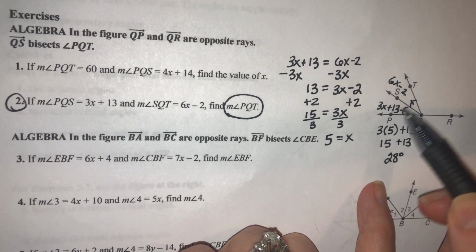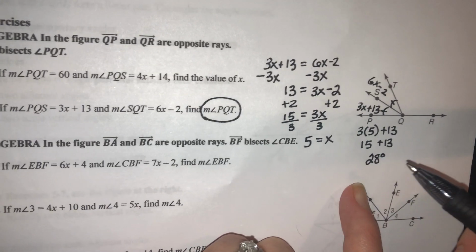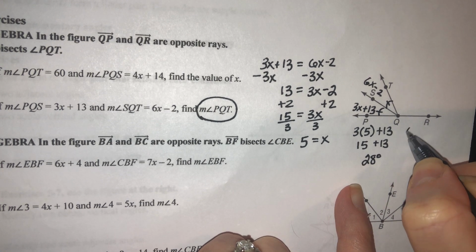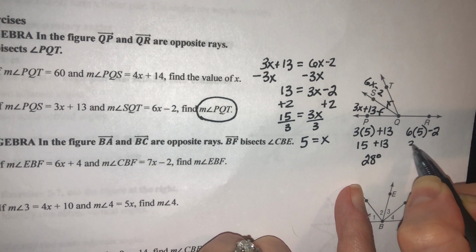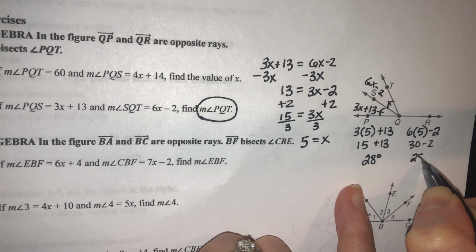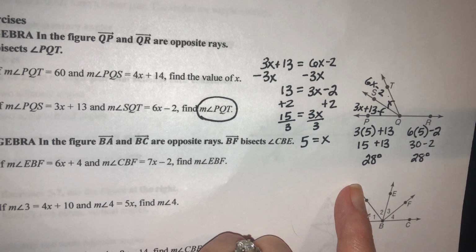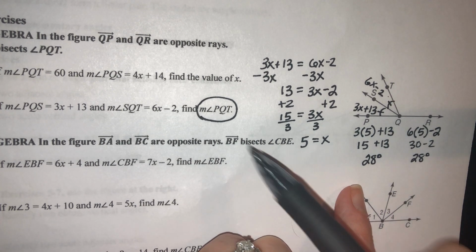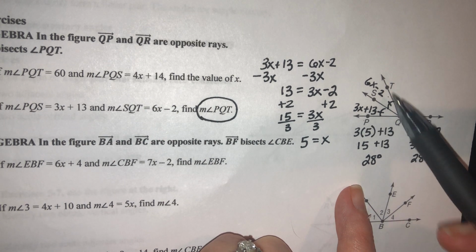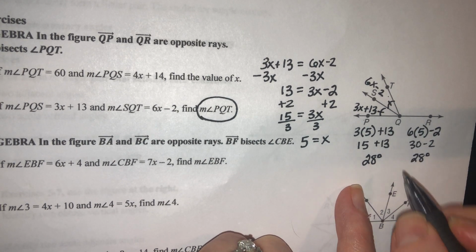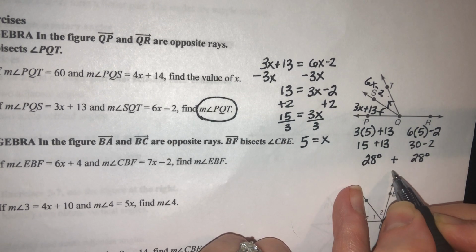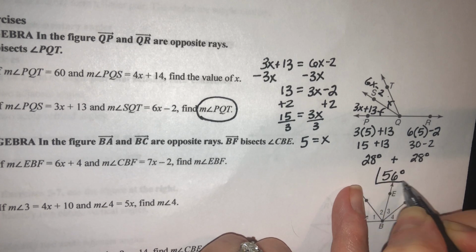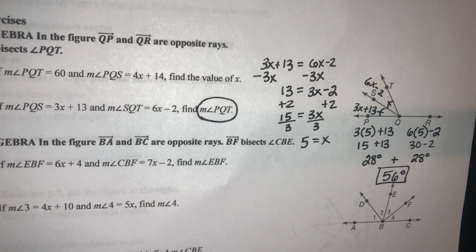Now, I know these two angles are the same because of the congruent marks. If you want me to show that to you, I certainly can. 6 times 5 minus 2 would give me 30 minus 2, which is also 28 degrees. So see, these two angles did come out to equal measures. But the question asked me to find the measure of angle PQT, which is both of them put together. So I need to take my 28 degrees and add it to my other 28 degrees, which will result in 56 degrees.